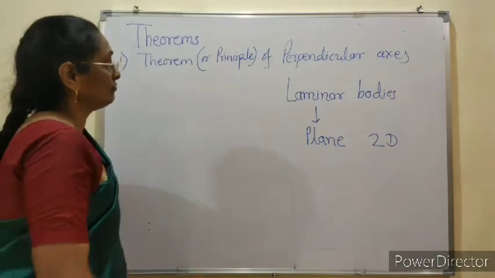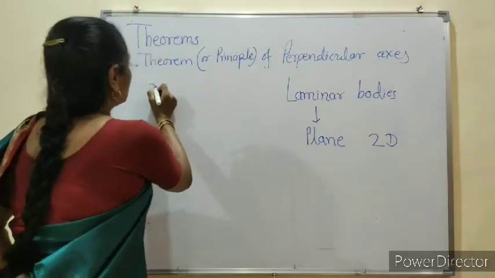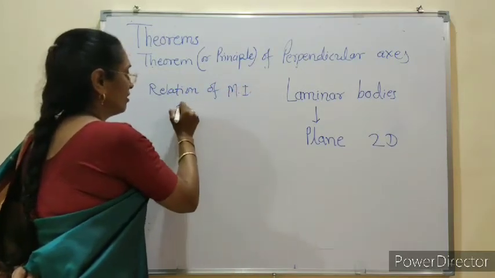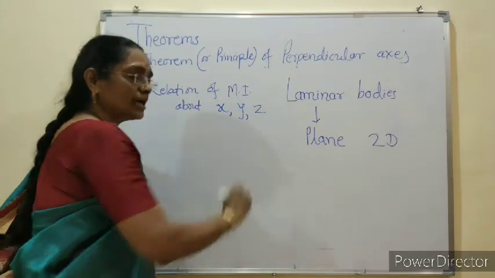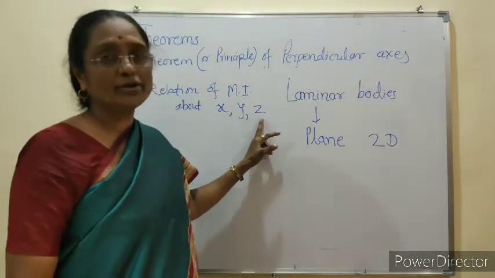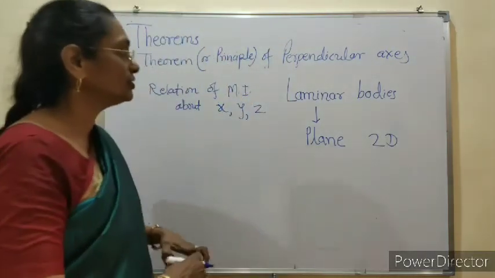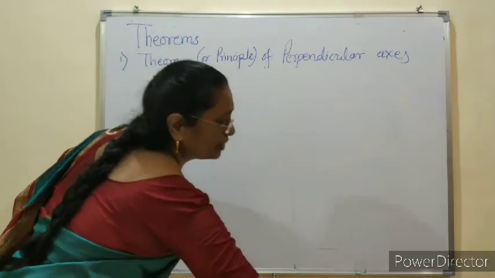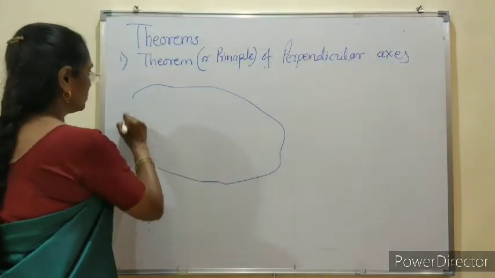So this theorem of perpendicular axis gives the relation of moment of inertia about the x-axis, y-axis as well as z-axis. The body occupies only two dimensions, but the moment of inertia can be about the third axis also. So here we have to consider that point. We consider a body like these paper cuttings. It can have any shape. It is shown in a plane.